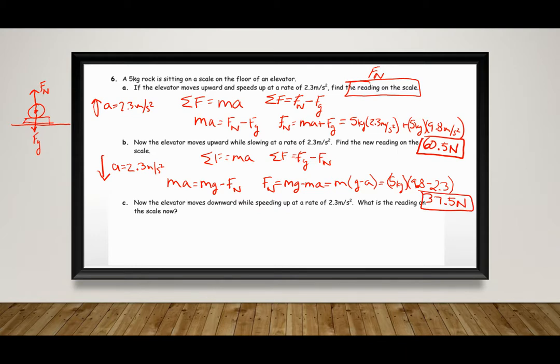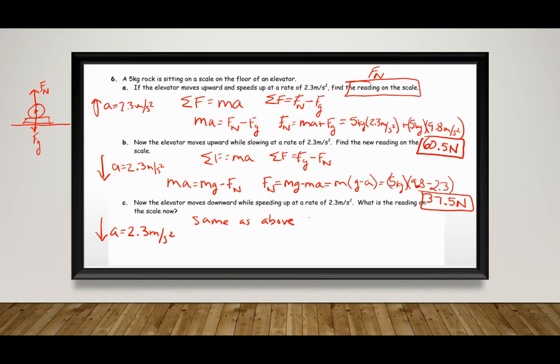Now the elevator moves downward while speeding up at a rate of 2.3. And the benefit for what I just did is I'm saying that it's speeding up going downward. So everything is going to look the exact same that it looked above. So it's the same as above.